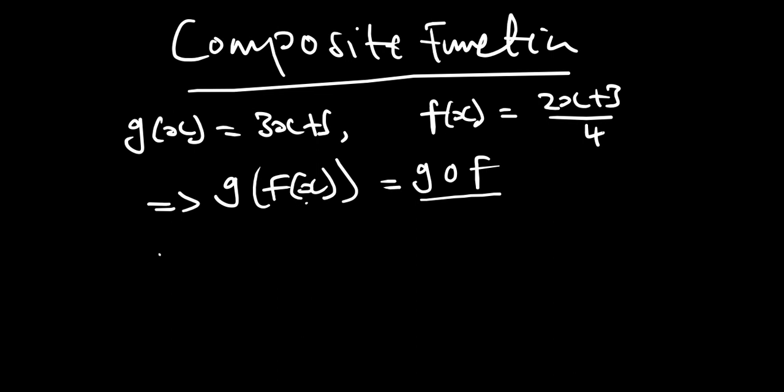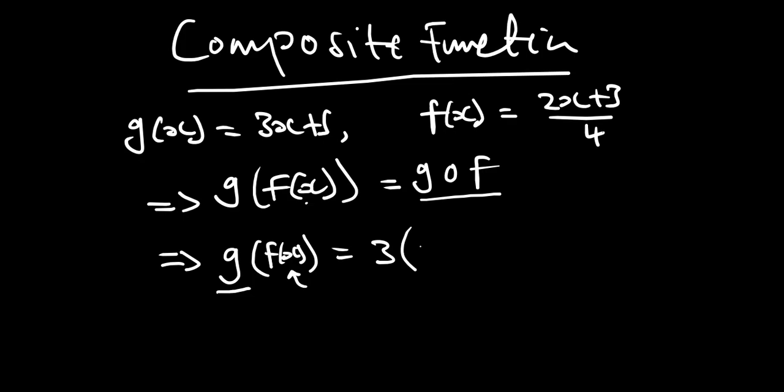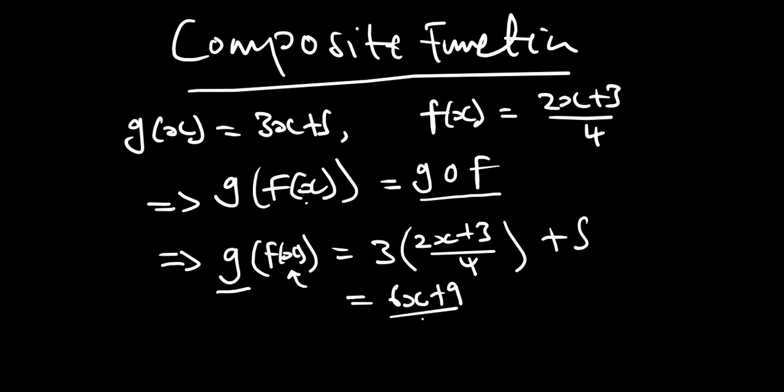So we're going to say this is equal to, first of all we write the function g. The function of g is 3, and then where there's x, I will substitute the function f. The function of f is (2x plus 3) divided by 4, and then I have a plus 5 outside. So this gives me 6x plus 9 divided by 4 plus 5.